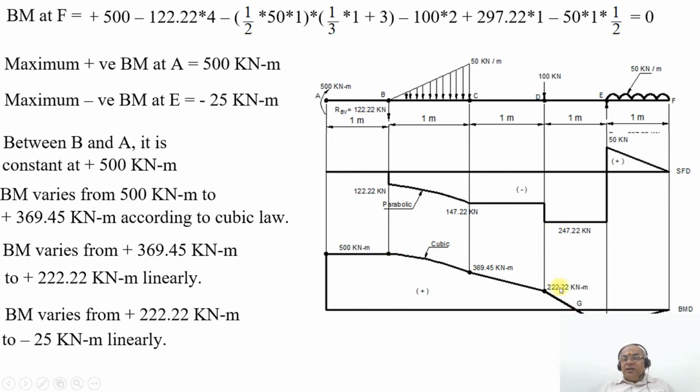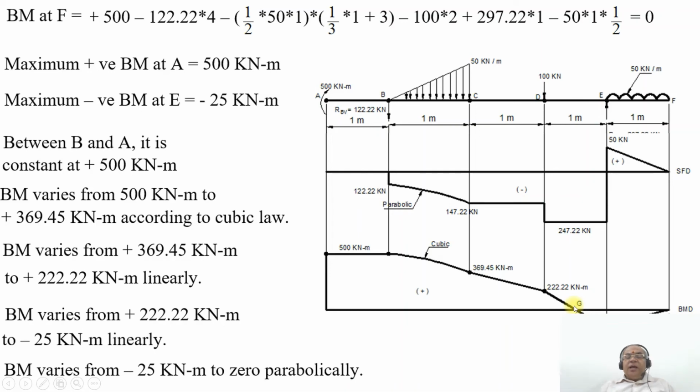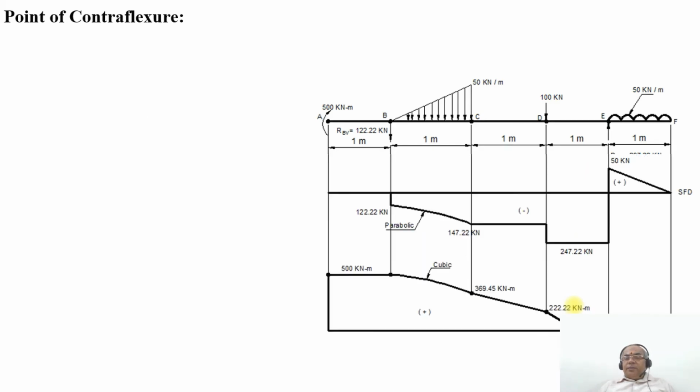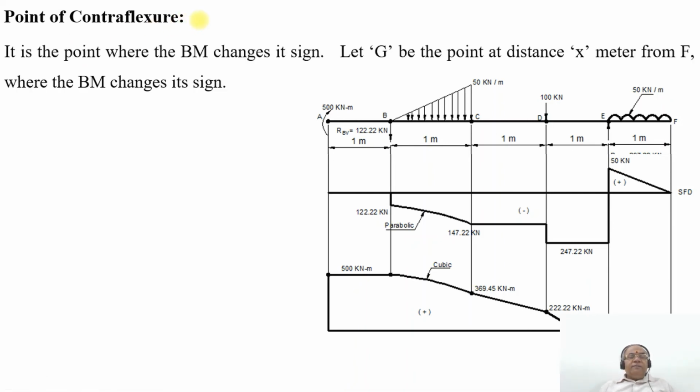That means the bending moment is changing its sign from positive to negative here, which is at the point G. And again, BM varies from minus 25 kilonewton meter to 0 parabolically because of the uniformly distributed load. As the bending moment changes its sign from positive to negative, we will get the point of contraflexure. It is the point where the bending moment changes its sign. Let G be the point at a distance of x meters from F, where the bending moment changes its sign. So the magnitude of the BM at G will be equal to 0.